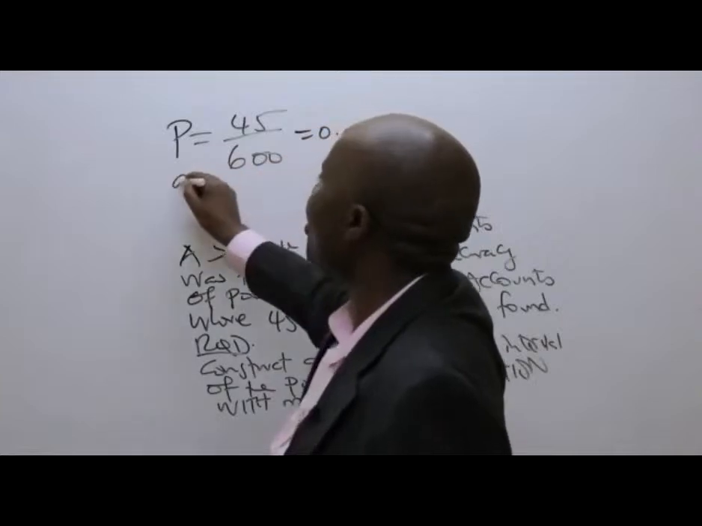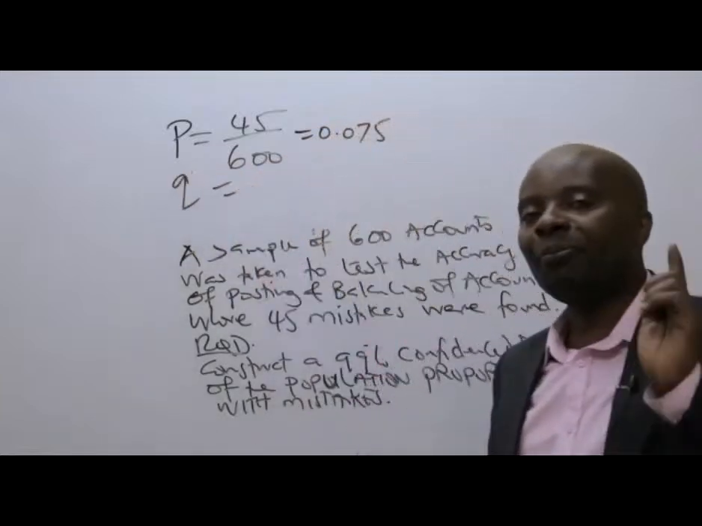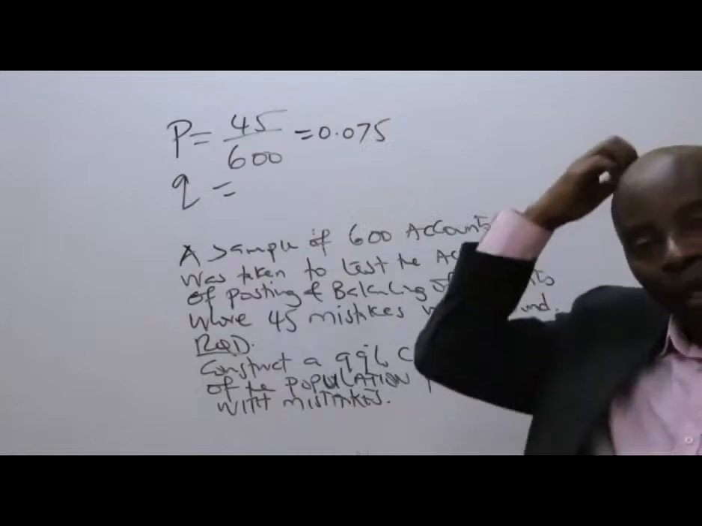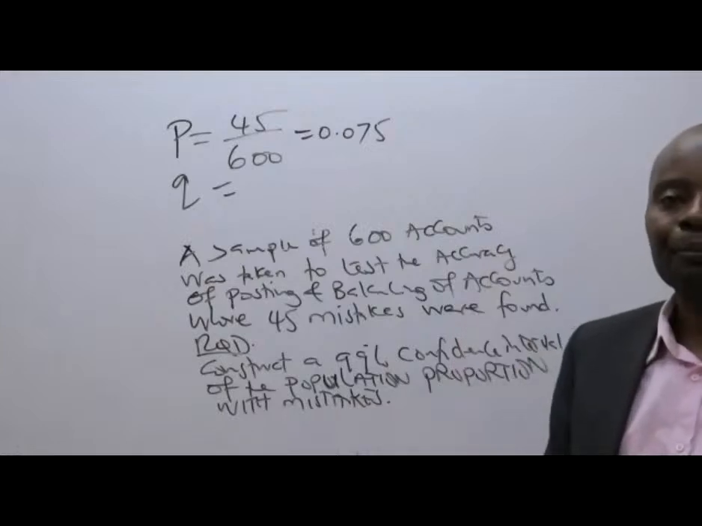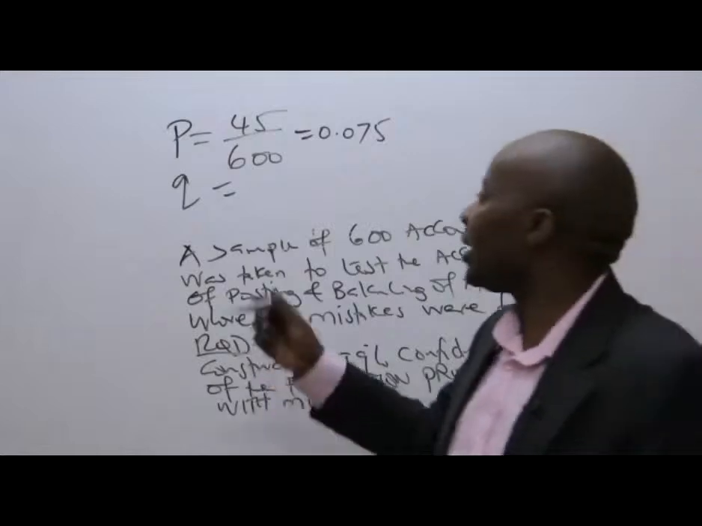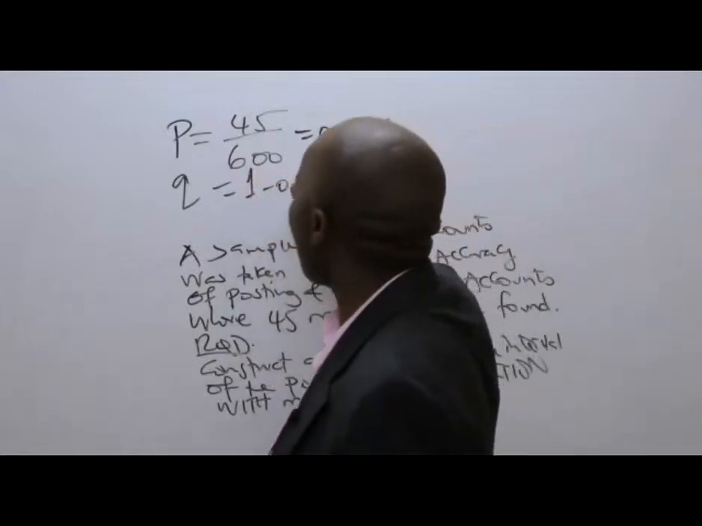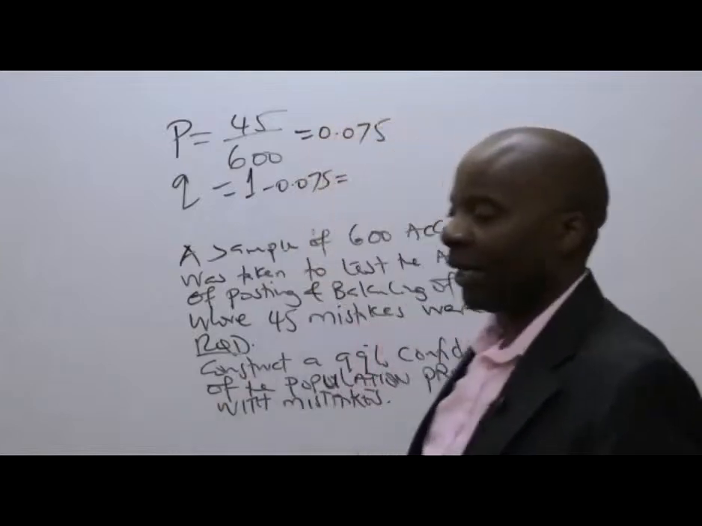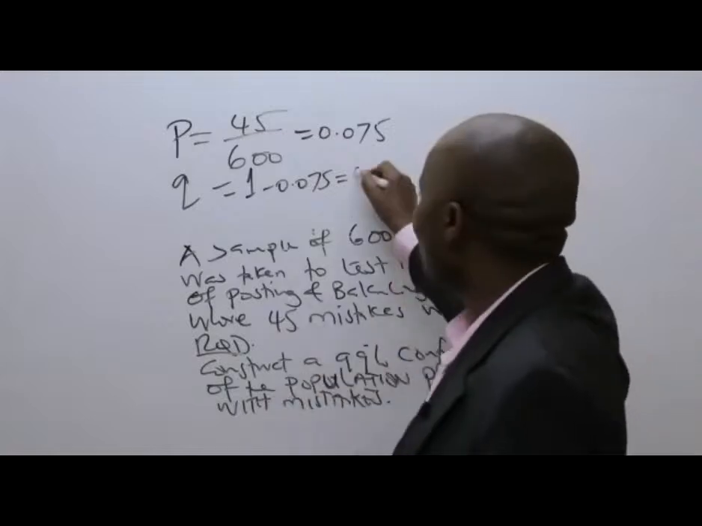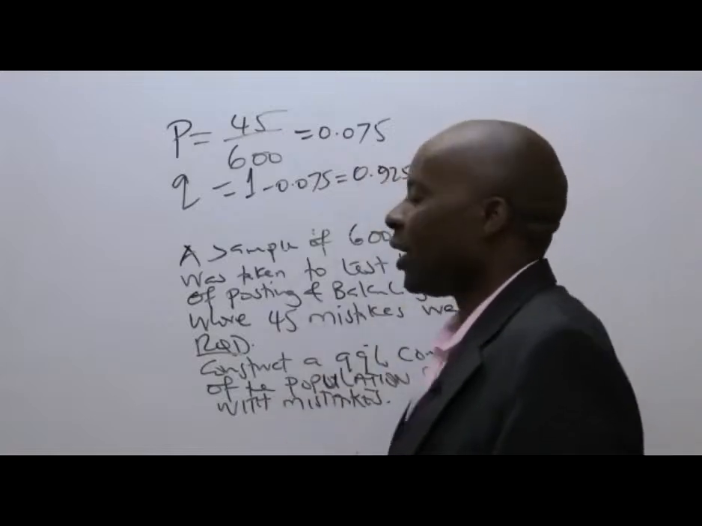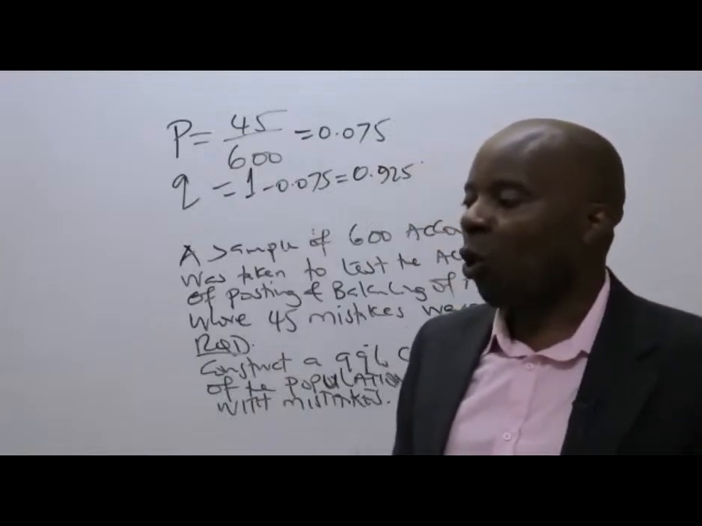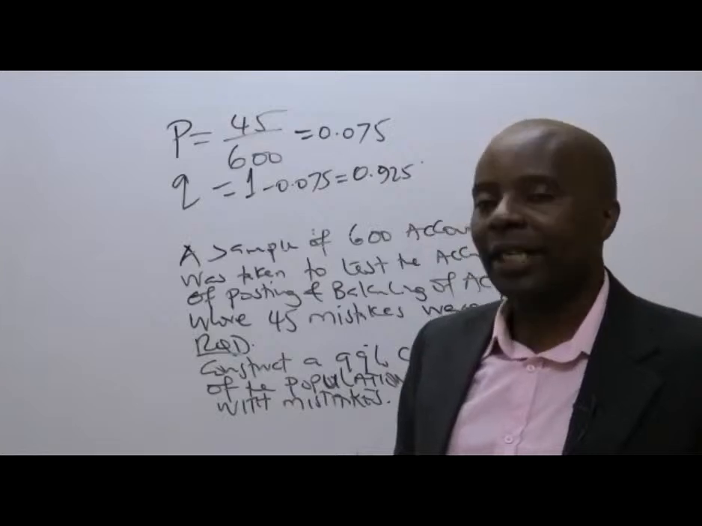So what do you think will be our Q? Remember that P plus Q must always add up to 1, meaning that Q will be 1 minus 0.075, which gives us, according to Denzel, 0.925. Now, having gotten P and Q, I expect you to go ahead and calculate the standard error.